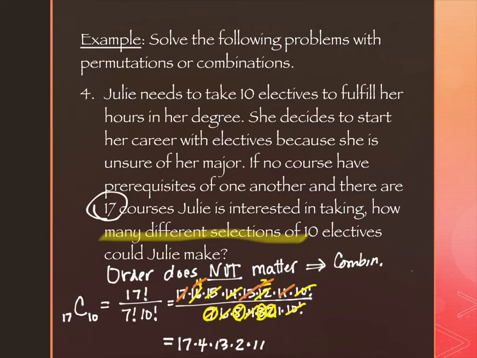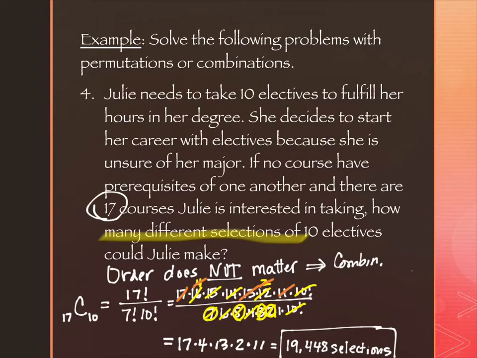Let's grab the calculator. What do you get if you multiply out all of these values? 19,448. Yes, you guys are both saying it good. 19,448. These are the selections that she can make. That's a lot of selections, right? And we all say, good luck, Julie. There's a lot of things to pick from at this point. Good luck. Okay, any questions?